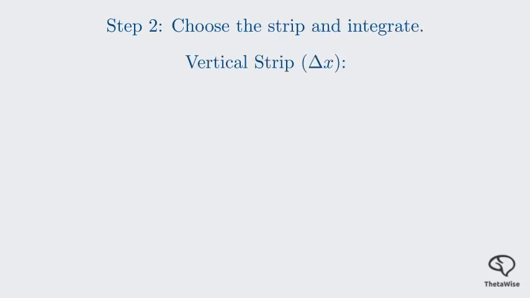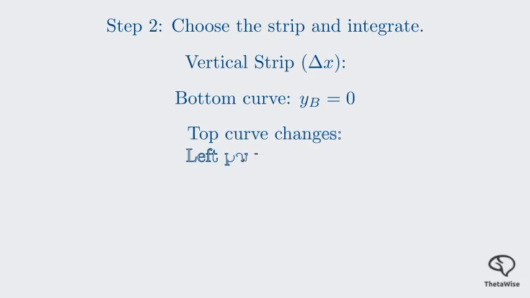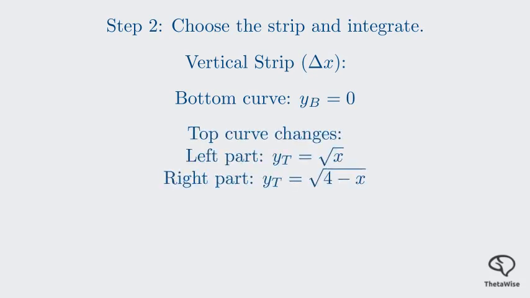Let's use a vertical strip first to see if it works. The bottom curve, y sub b, is always the x-axis, y equals 0. But the top curve, y sub t, changes. It's the parabola y equals root x on the left and y equals root 4 minus x on the right. Just like our previous problem, this would require two separate integrals.